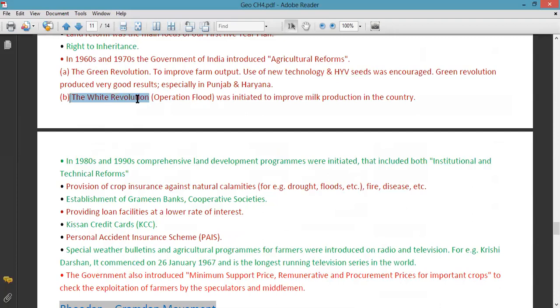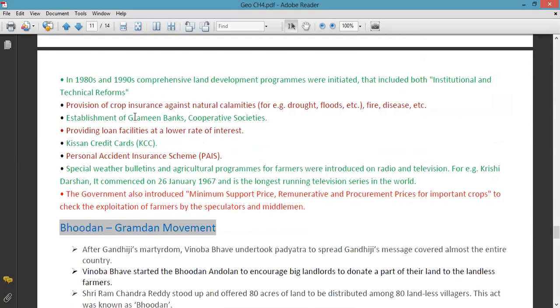Next, about the white revolution, it is also called Operation Flood. Operation Flood and white revolution are the same. It was initiated to improve milk production in the country. Operation Flood is all about the white revolution, just keep it in mind.